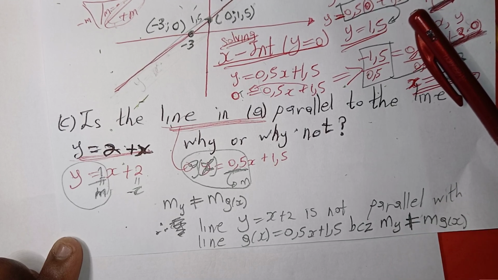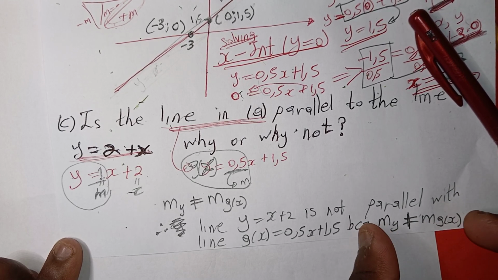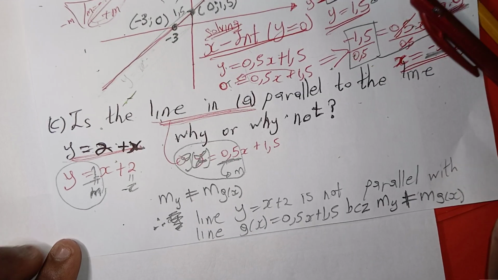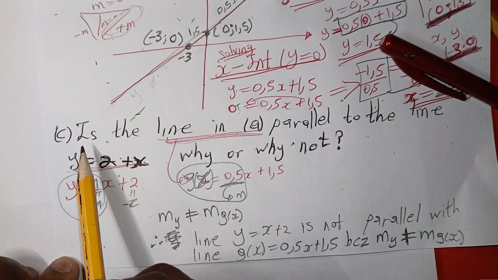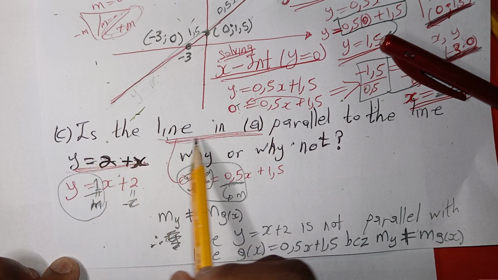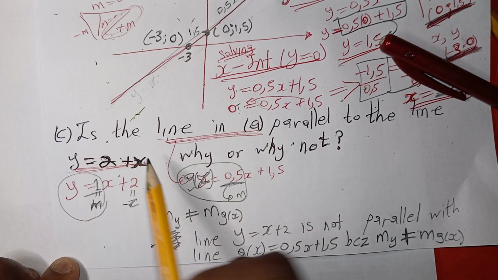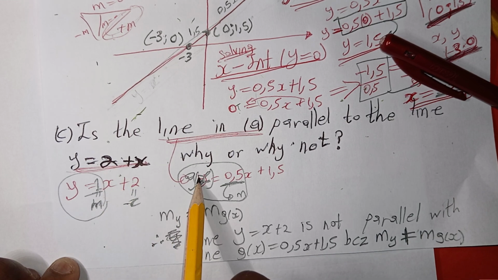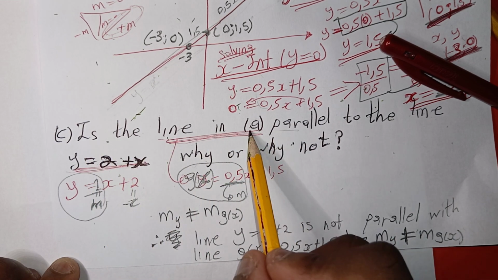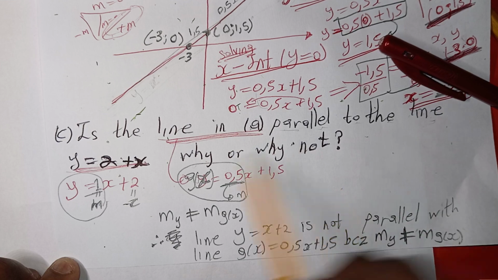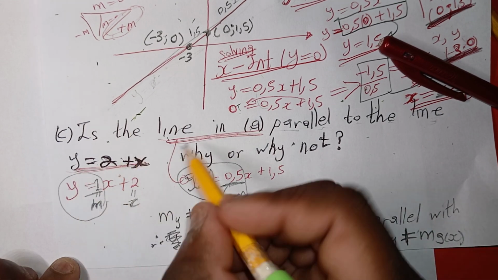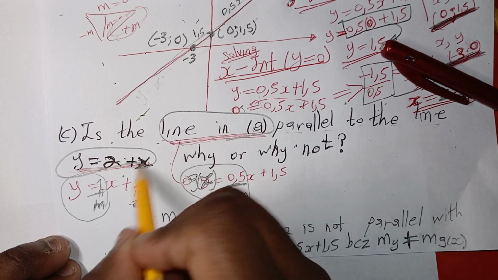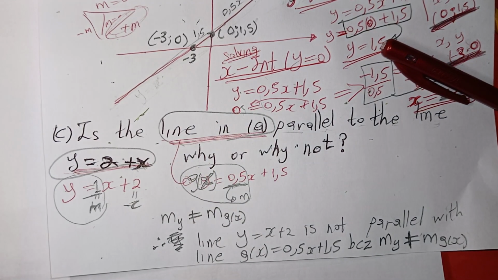Do you see? Yeah, you can just write this in words if you want to, or you can leave it like that. So this question was based on identifying the what? Yeah, identifying the gradient, that is, whether the gradient of this and that one are the same. You see, is the line in A parallel to the line? So is this line parallel with that one? You have to compare their gradients.